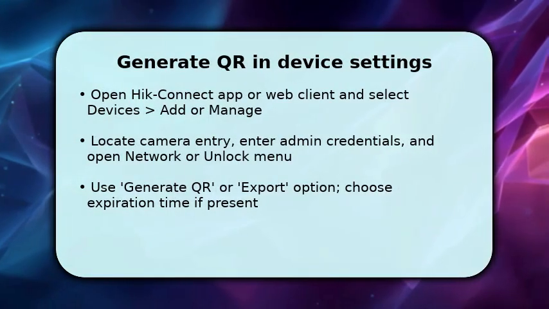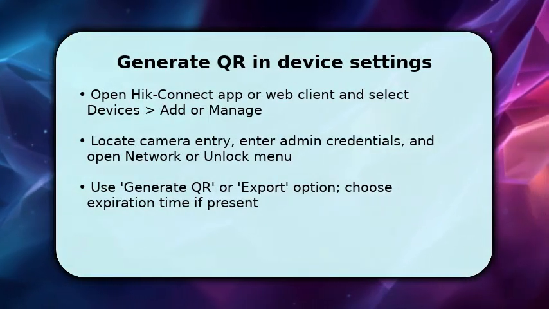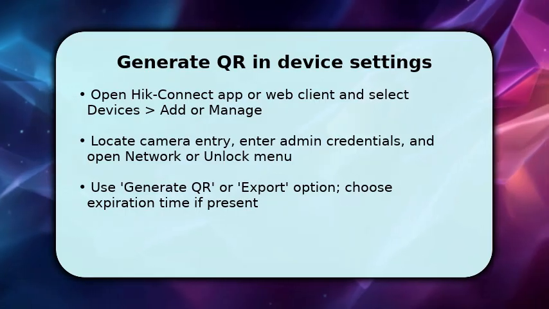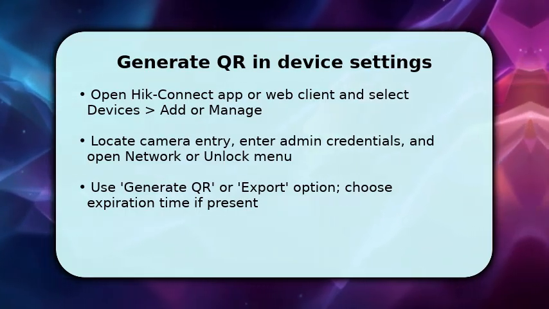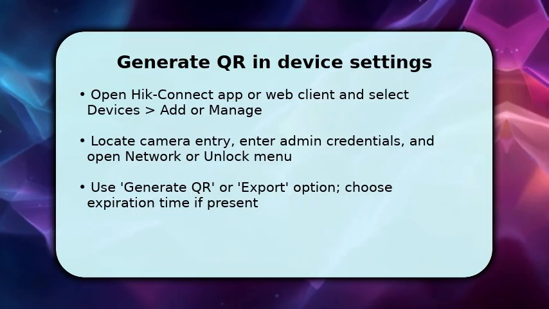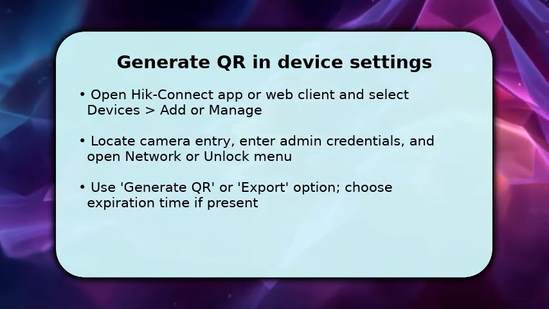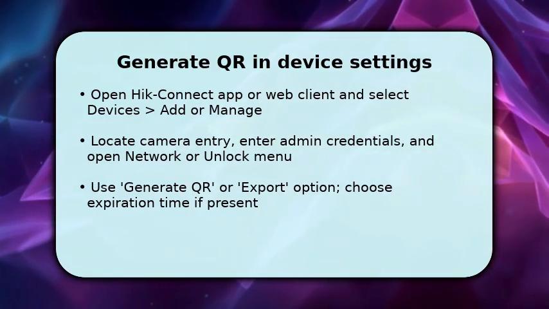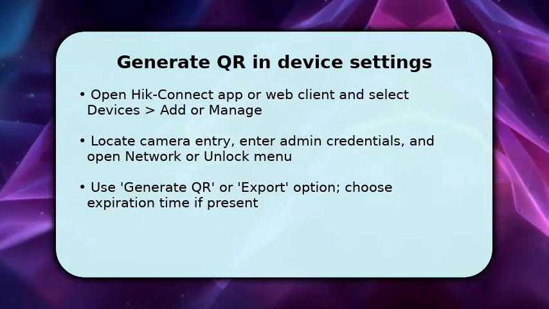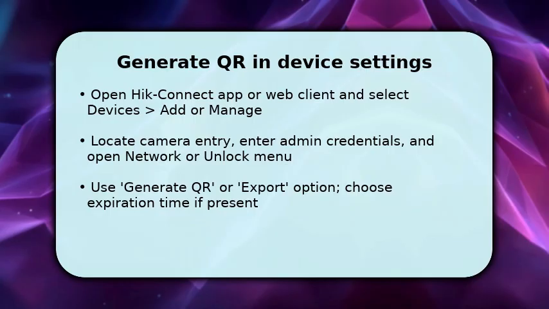In the HikConnect app, tap Devices, find your camera, and authenticate with admin credentials. In a browser or SAP tool, select the unit and open Advanced or Network settings. Then choose the Generate QR or Export function. Some panels call it Unlock via QR. Pick an expiry window if offered so the code isn't valid forever.